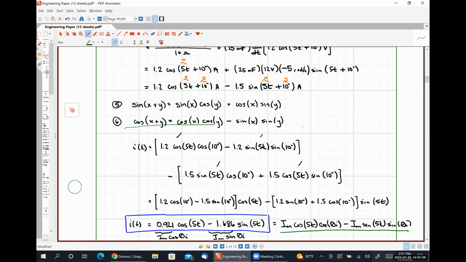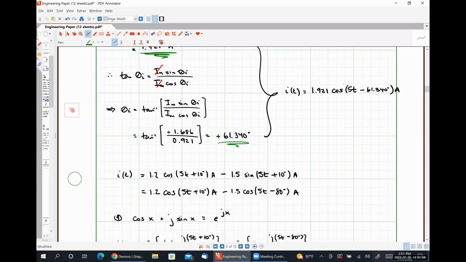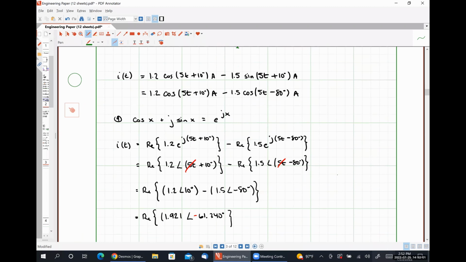number 6. So we have cosine of x, cosine y, minus sine x, sine y. And then I said the quantity negative 1.686 is Im sine theta I, when according to the trig identity, it should be positive 1.686, which will change this sign here, which changes nothing there, but it will change this sign here, which in turn changes that sign there. So this is supposed to be positive 61.340 degrees.